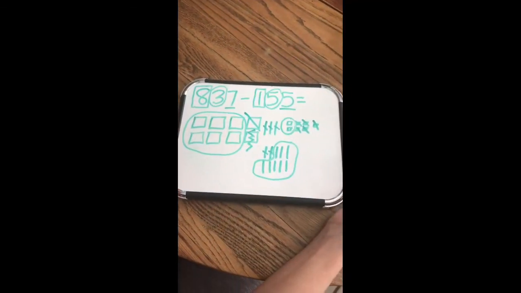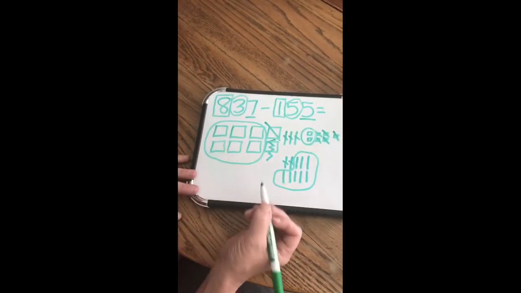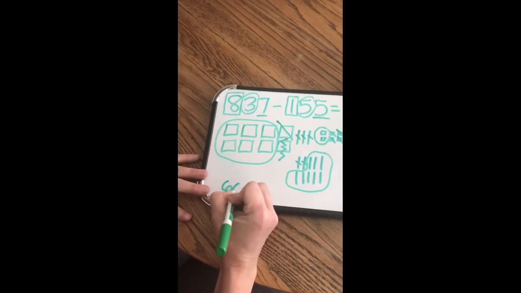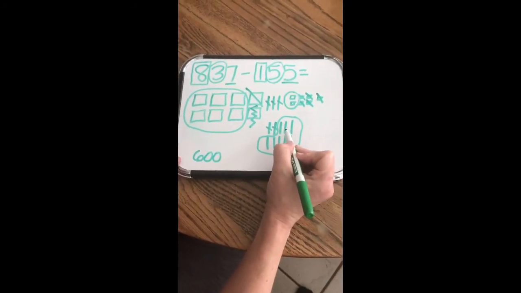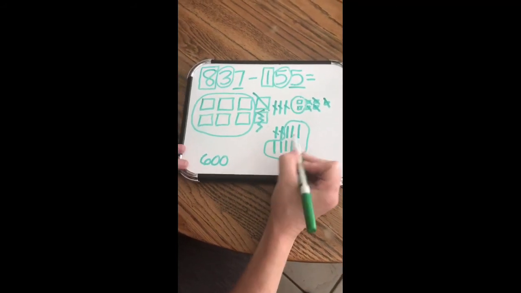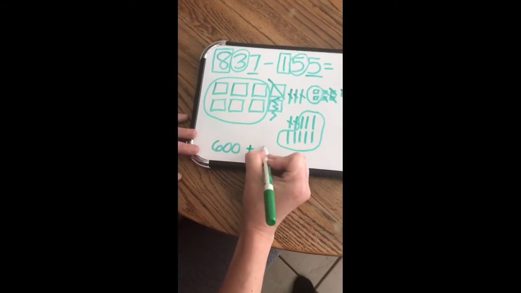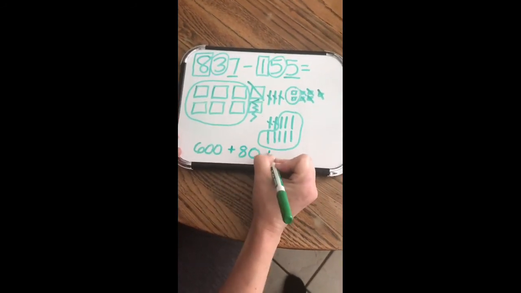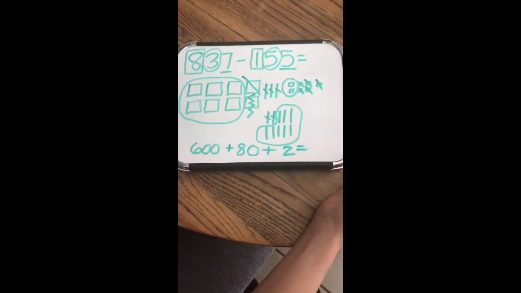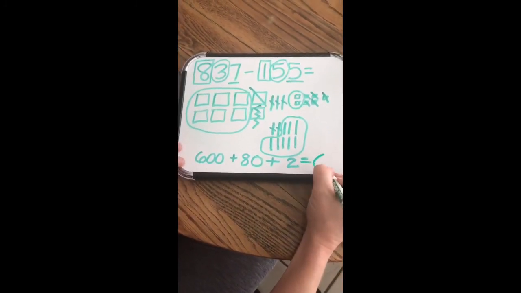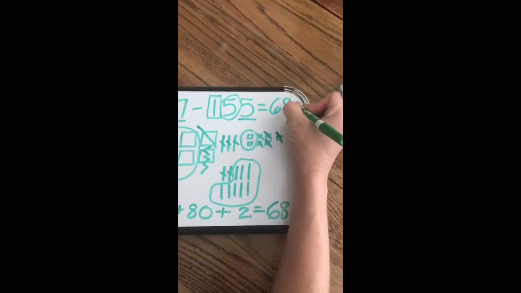And I'm going to write the values of what I have left over. I have 1, 2, 3, 4, 5, 6 hundreds for a value of 600. I'm going to count my leftover rods by tens. 10, 20, 30, 40, 50, 60, 70, 80. 600 plus 80 plus 2 units. And that gives me a difference of 682. That's our answer, 682.